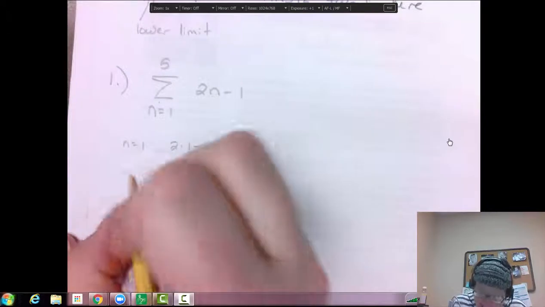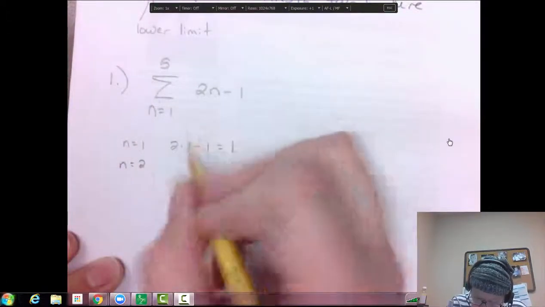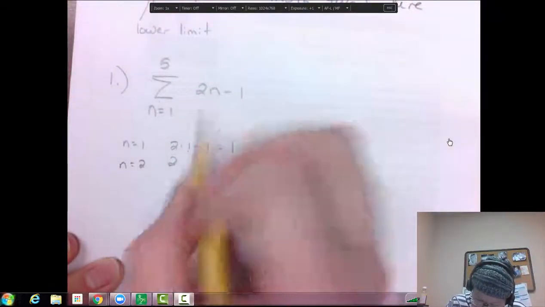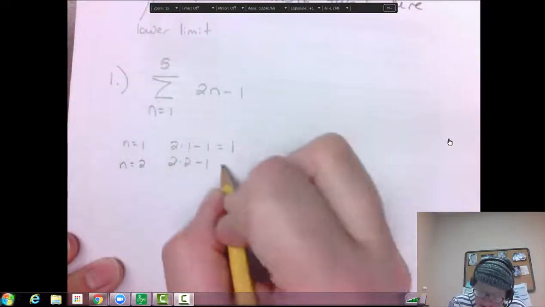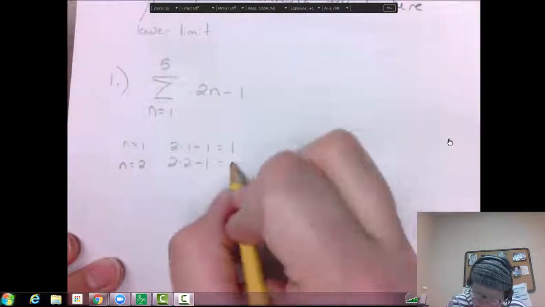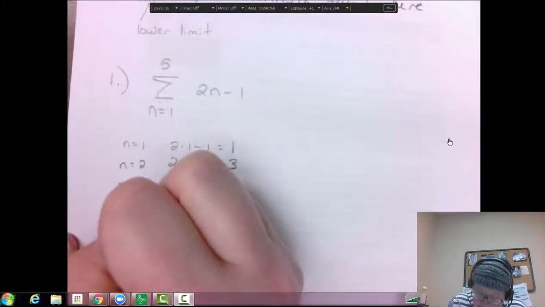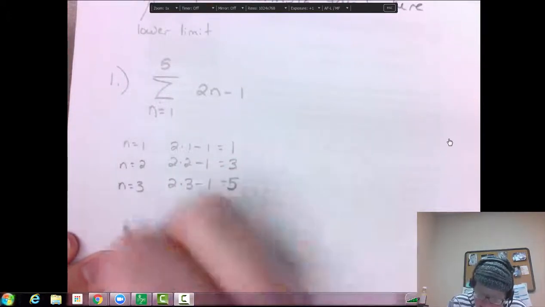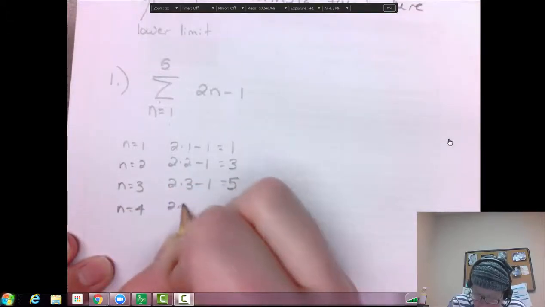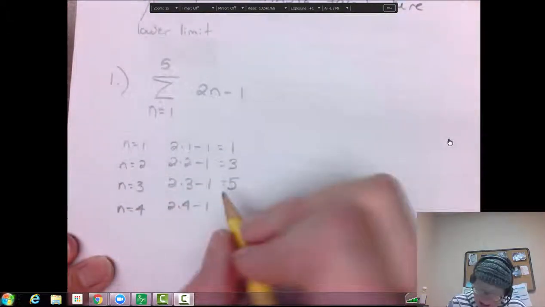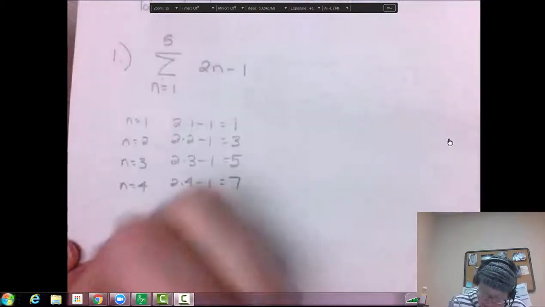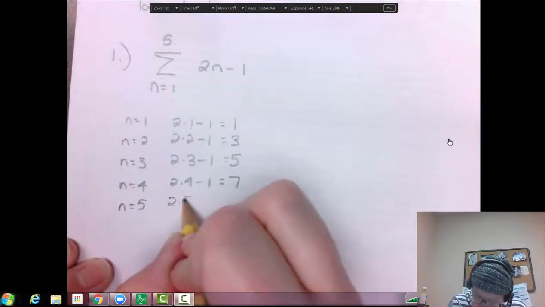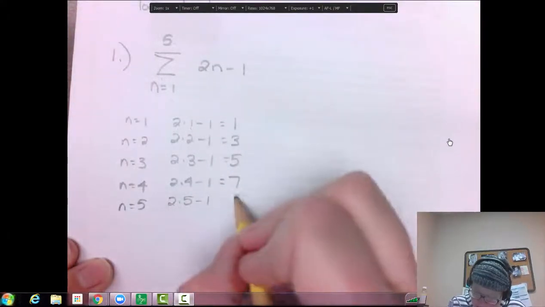is 1, and then I could say, okay, now n equals 2, going from 1 to 5 here. I'm going to go up to 5, so I'd have 2 times 2 minus 1, that's our formula, 2 times 2 is 4, minus 1 is 3. So then I go n equals 3. 2 times 3 minus 1, 6 minus 1 is 5. And n equals 4. 2 times 4 minus 1, 2 times 4 is 8, 8 minus 1 is 7. N equals 5, and that's as high as we have to go. 2 times 5 minus 1 is equal to 10 minus 1, which is 9.